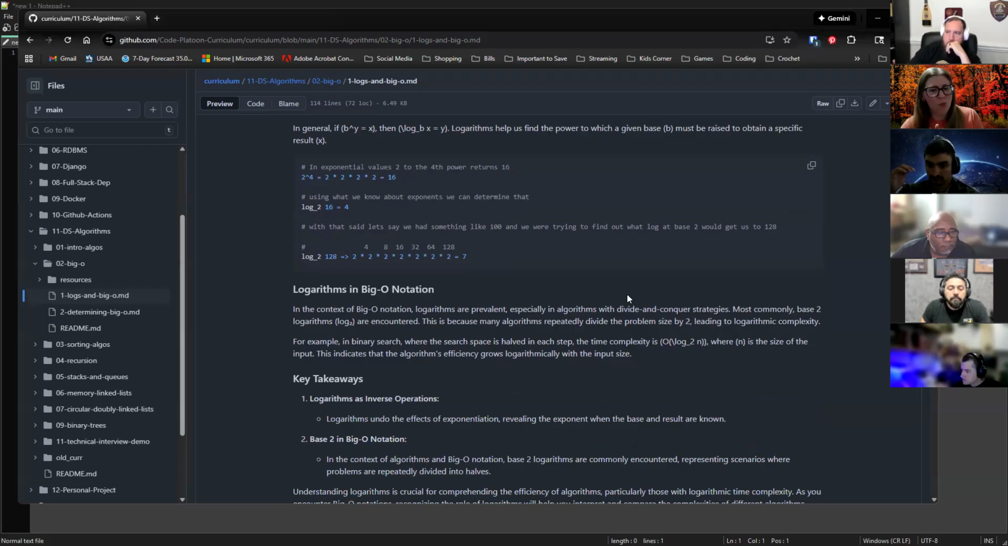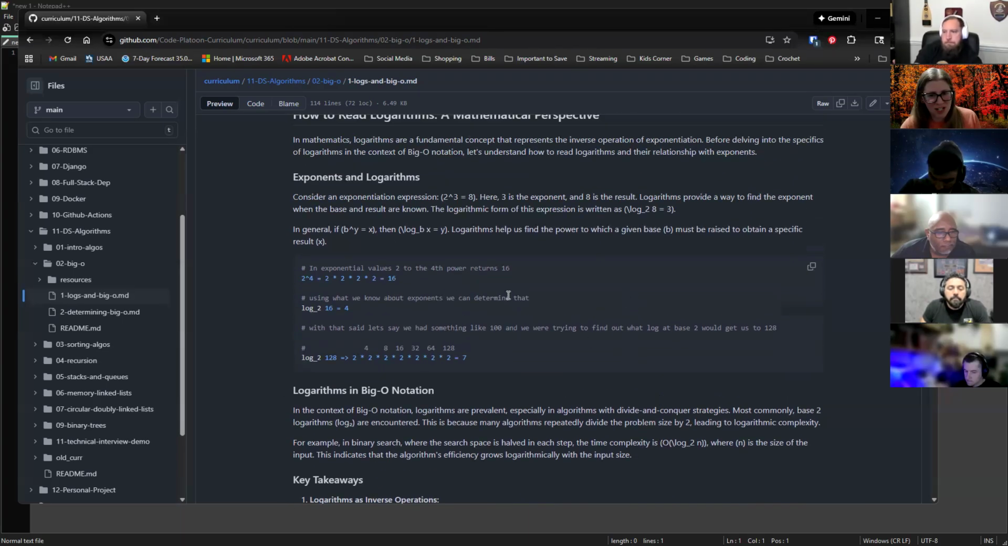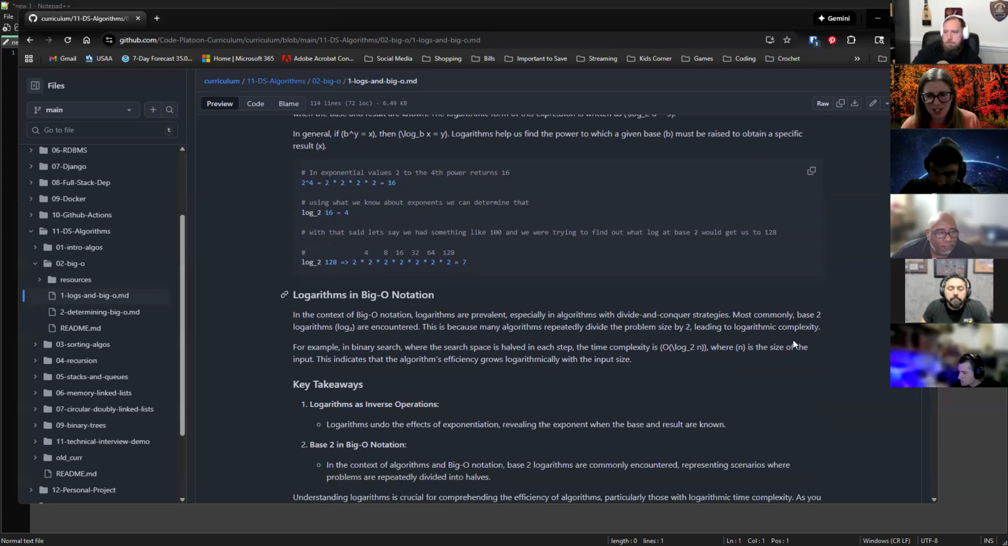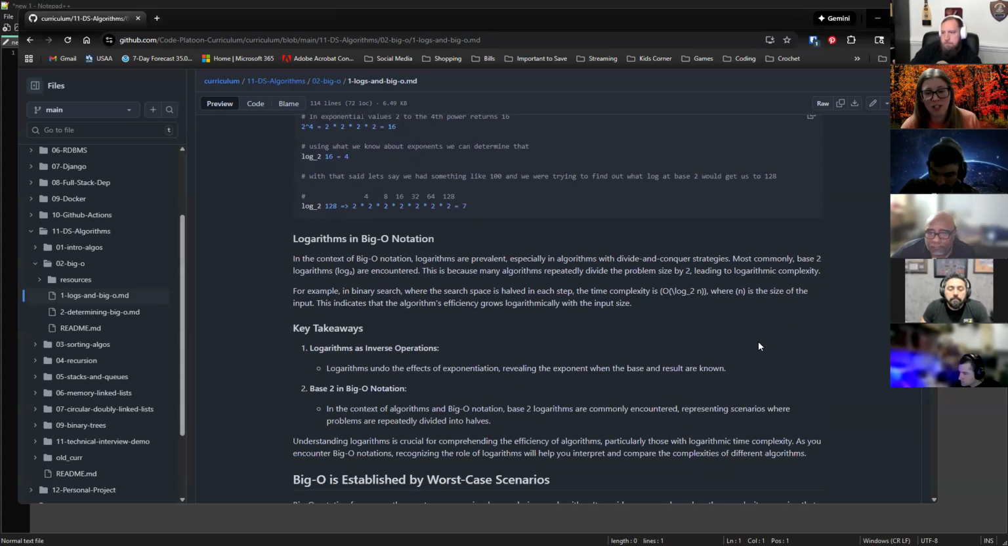Okay. We're just introducing you to this only because big O notation does use logarithms in its algorithms. As we can see in the README, a lot of times it's because many of these algorithms are repeatedly divided by 2 throughout the algorithm, leading to this logarithmic complexity. So like a binary search, which might be in this week. You're going to look at binary search.